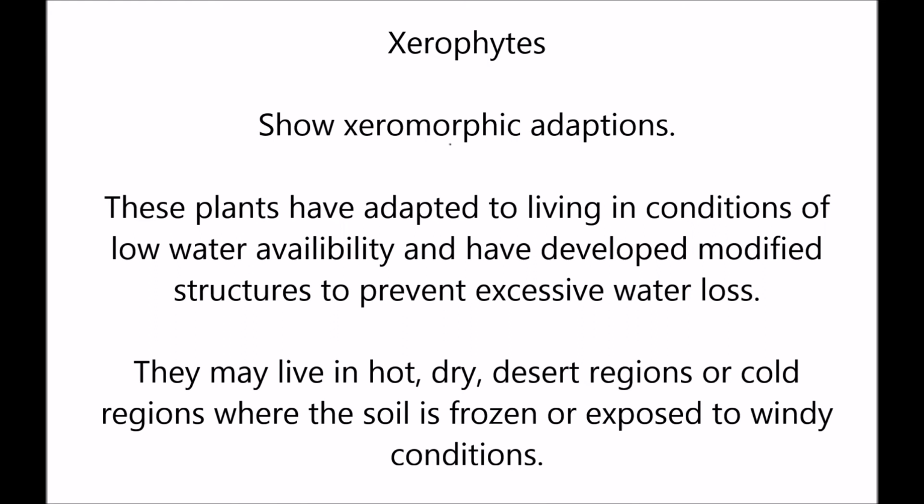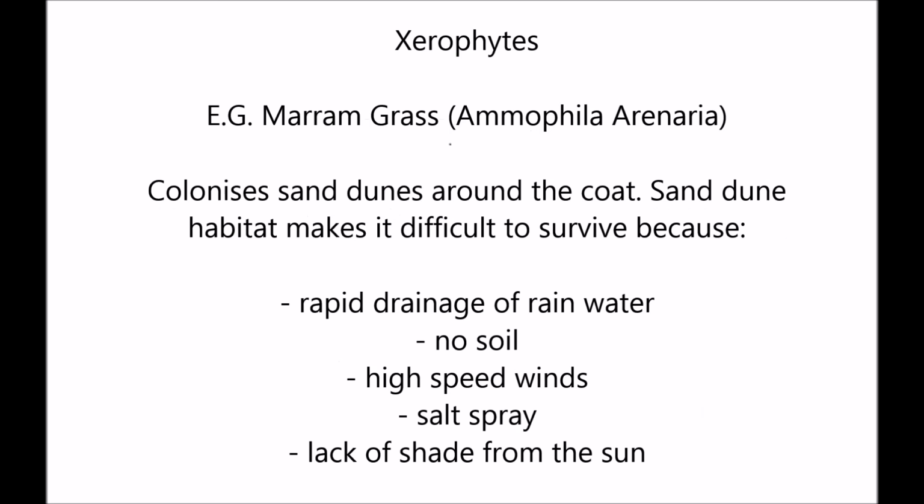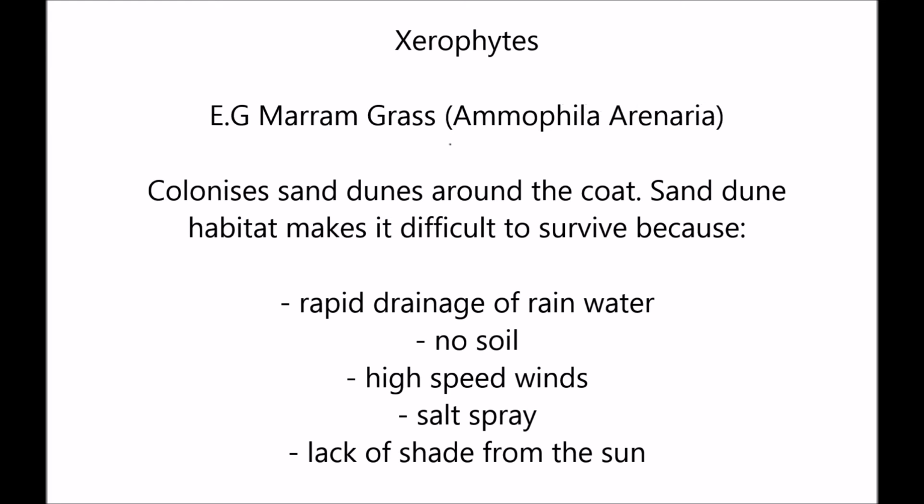Xeromorphic adaptations. These plants have adapted to living in conditions of low water availability and have developed modified structures to prevent excessive water loss. They may live in hot, dry desert regions or cold regions where soil is frozen or exposed to windy locations. For example, marram grass, otherwise known as Ammophila arenaria. Just remember marram grass.